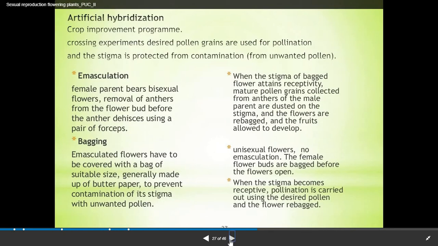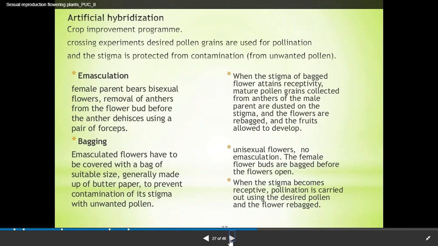Now the next topic we studied in chapter 2 is artificial hybridization. It is very important in crop improvement programs. Crossing experiments with desired pollen grains are used for pollination, and the stigma is protected from contamination. By this technology we can get desired plants with desired characteristics by using the desired pollen grains.